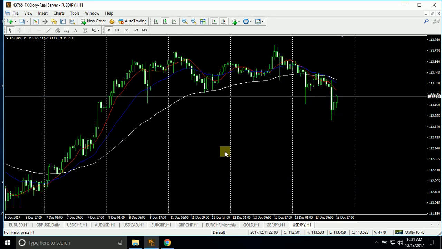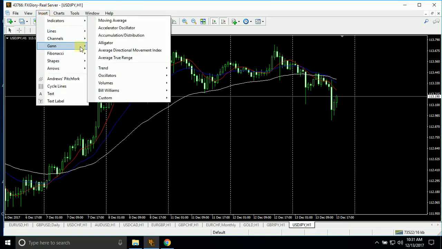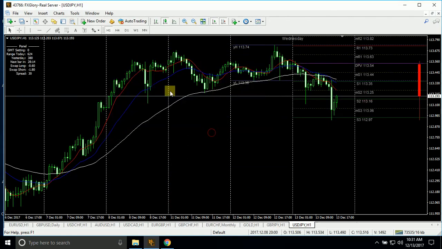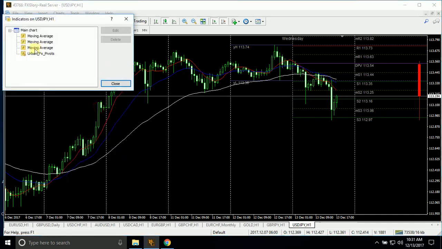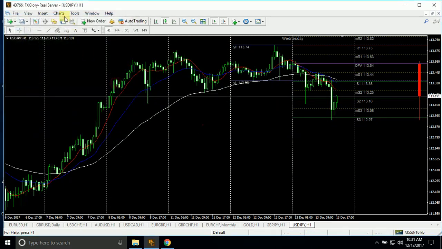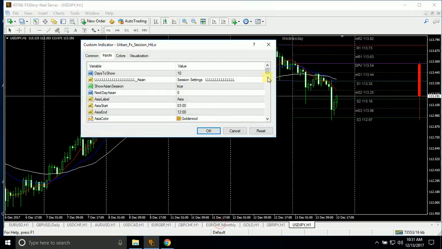Alright, now next, what we're going to need to do is, what I've added is, I've added the custom pivots. Let's edit that real quick. I'm not going to show the panel. And I have added recessions.